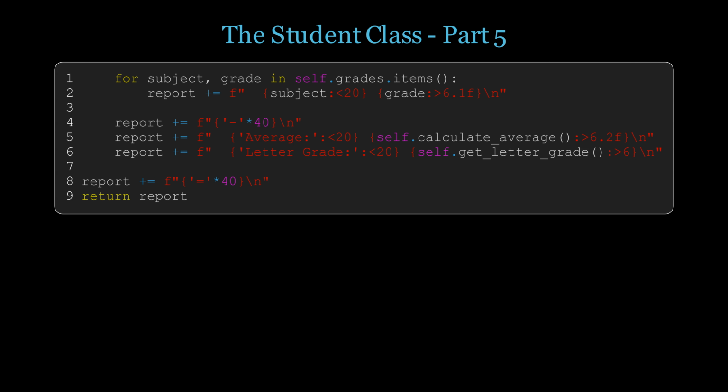After listing all subjects, we add another separator, then show the average with 2 decimal places and the letter grade. A final line of equals signs completes the report. We return the complete string, ready to be printed or saved.